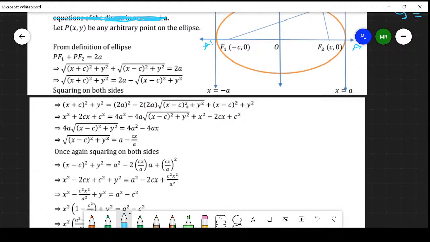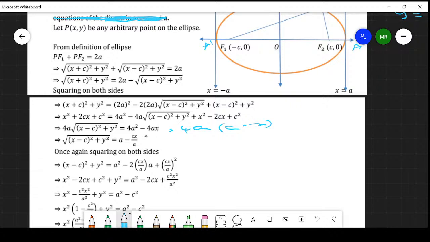Then again you will get a root here. You transfer it to one side and simplify. Again here, I can take 4a common. 4a into (a minus x) comes. So then I can eliminate 4a. When I have taken 4a common, a minus x comes. Then I can divide this equation by 4a.